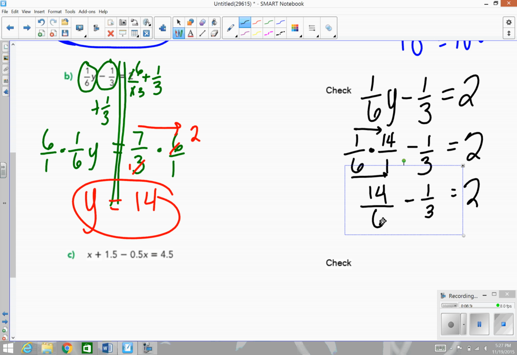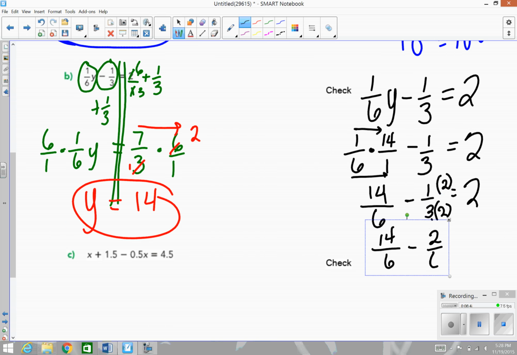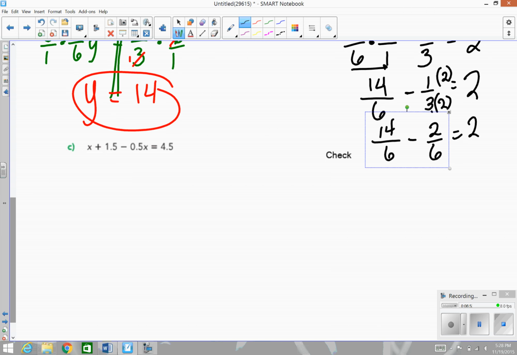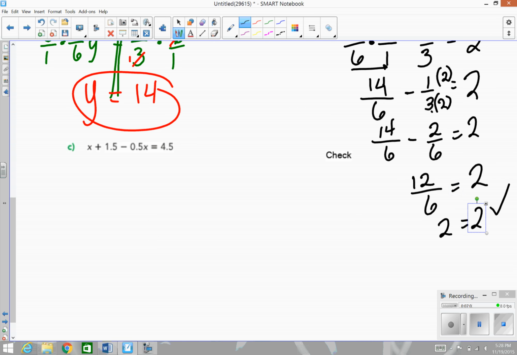Now this can be reduced, or we can get common denominators. 3 and 6 have 6 in common, so if I multiply this by 2, top and bottom, I should be all set. I would have 14 over 6 minus 2 over 6. And 14 minus 2 is 12, and 12 divided by 6 is 2. So 2 equals 2, and we know that our answer checked.